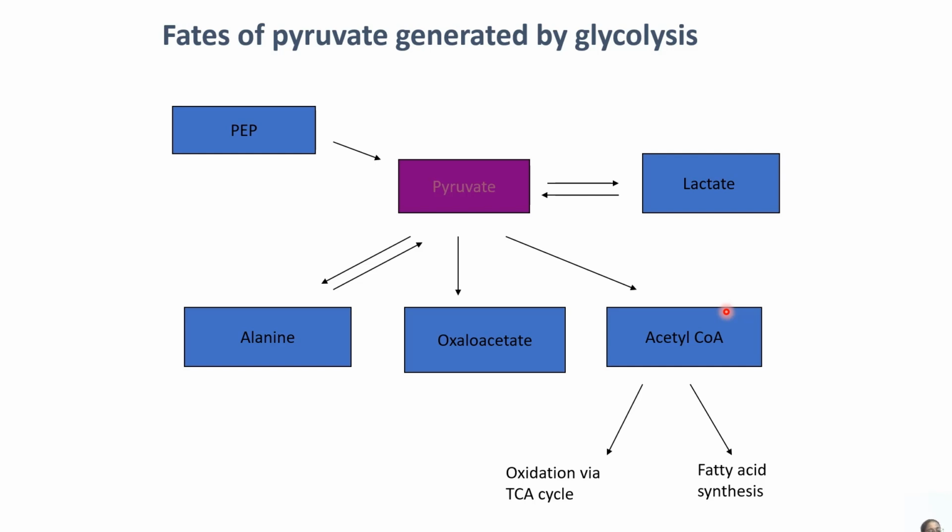So this is a schematic to show the fates of pyruvate generated by glycolysis, either lactate via lactic acid fermentation or acetyl CoA, oxaloacetate. Basically, both will go into the TCA cycle, alanine and all of that. Okay.